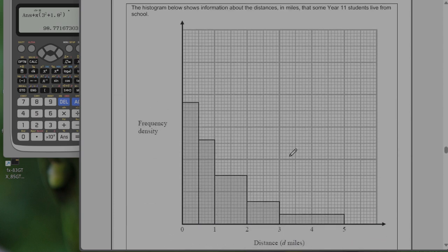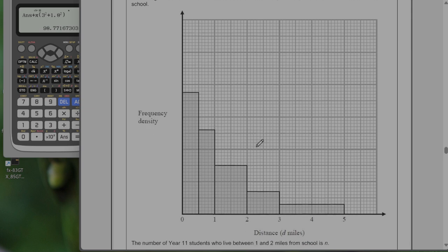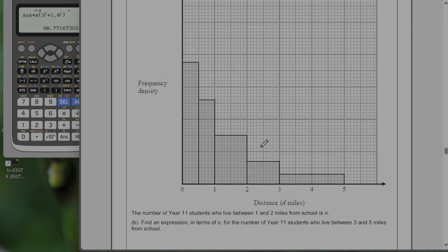The histogram below shows the information about distance in miles that some Year 11 students live from school. The number of Year 11 students who live between 1 and 2 miles from the school is n. Find an expression in terms of n for the number of Year 11 students who live between 3 and 5 miles.